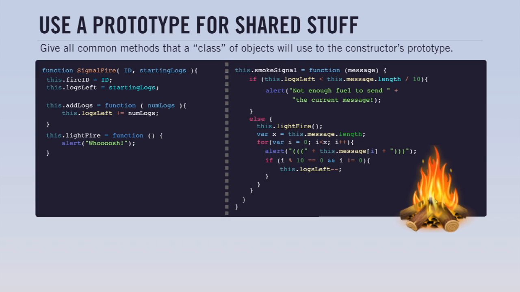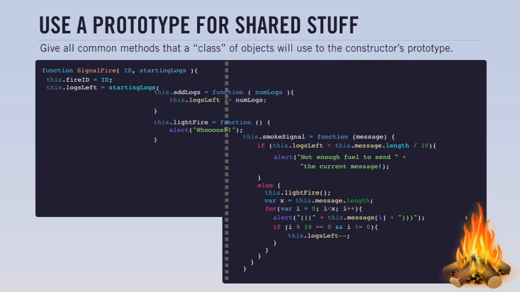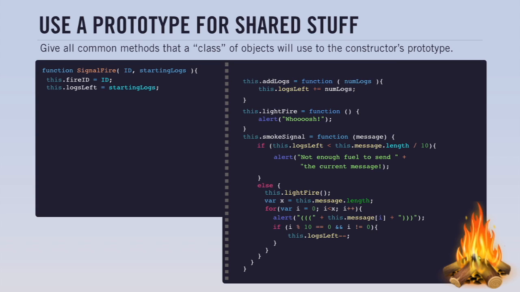Let's check that out. So we'll scoot down our smoke signal function here, and then we'll scoot over our add logs and light fire methods. Then we'll get rid of these equal signs and replace them with colons. And then we'll wrap the whole deal in the signal fire prototype. And now all of these methods can be inherited by every signal fire object.